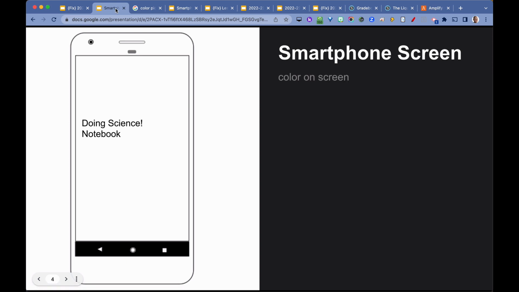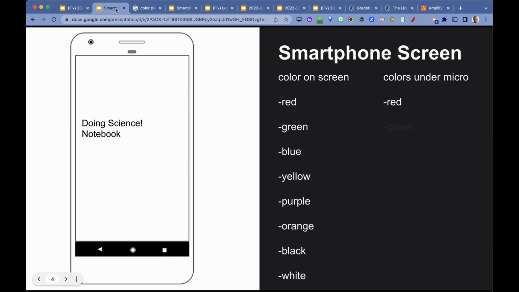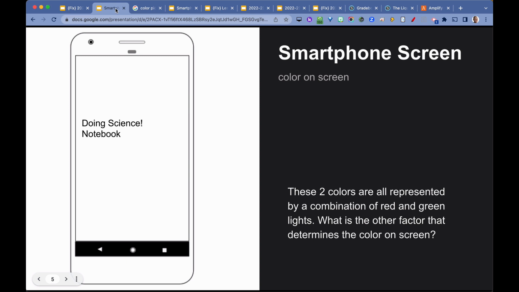And that led us to recognize which colors showed up under the microscope for each of the colors we see on the screen. And one big question was, well, yellow and orange under the microscope both have red and green, so how do we have different colors if they're made out of the same color?